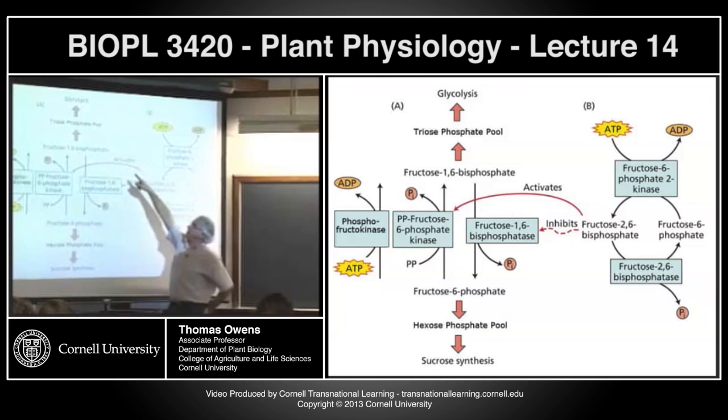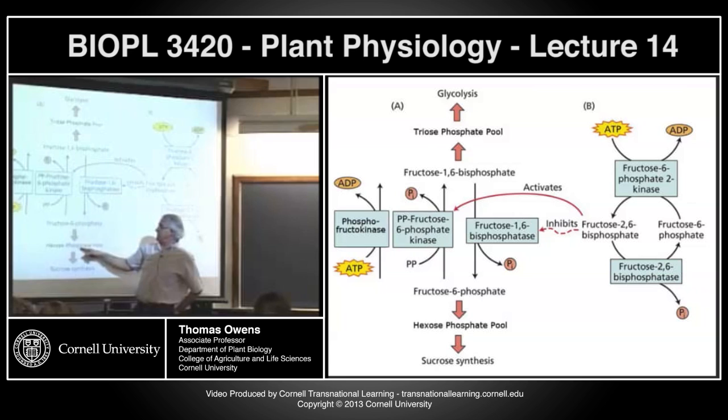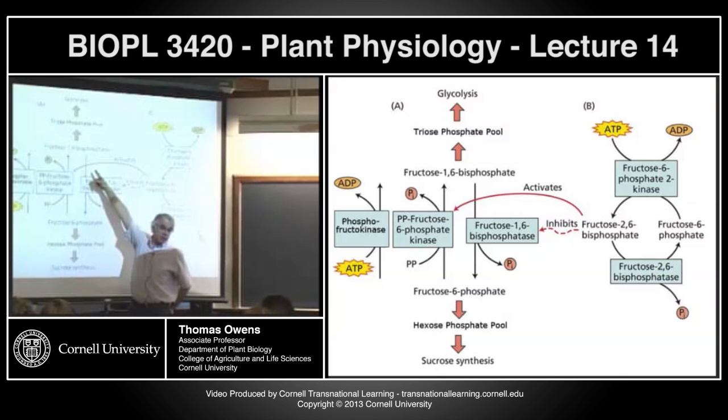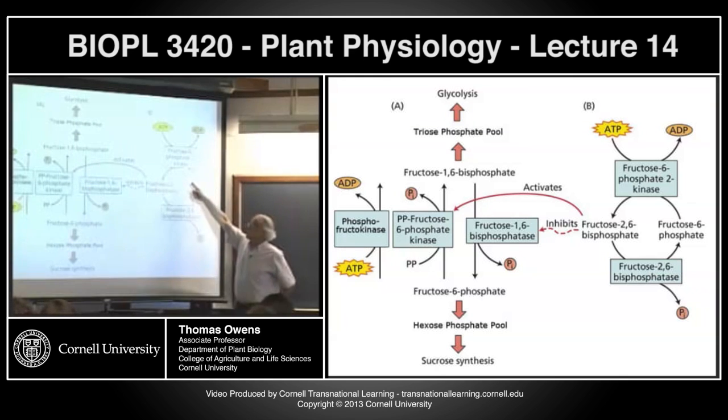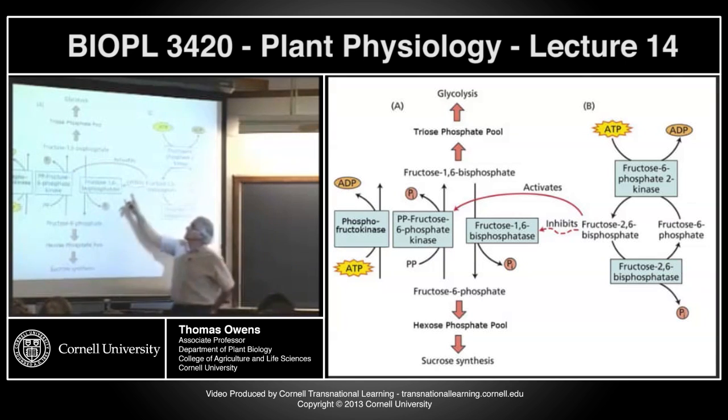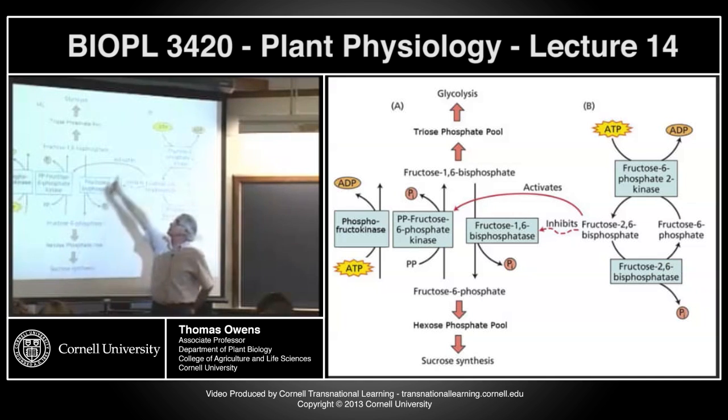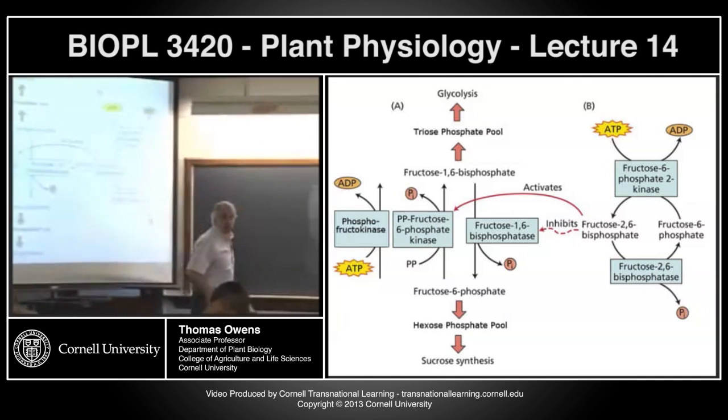The intermediate that functions between triose phosphates and hexose phosphates is fructose 1,6-bisphosphate. So this is an intermediate in carbon metabolism. This is a regulatory molecule. And the amount of it determines whether carbon is going to flow towards sucrose or whether carbon is going to flow towards glycolysis.